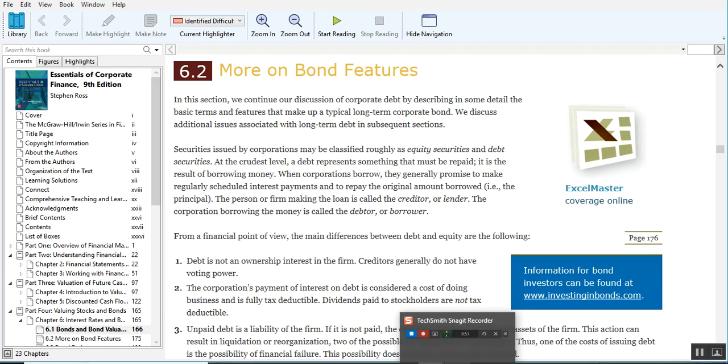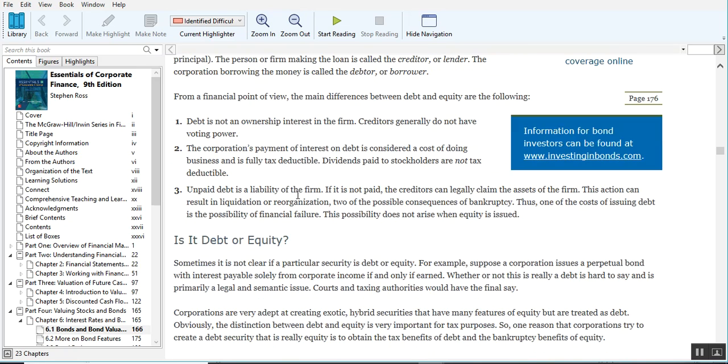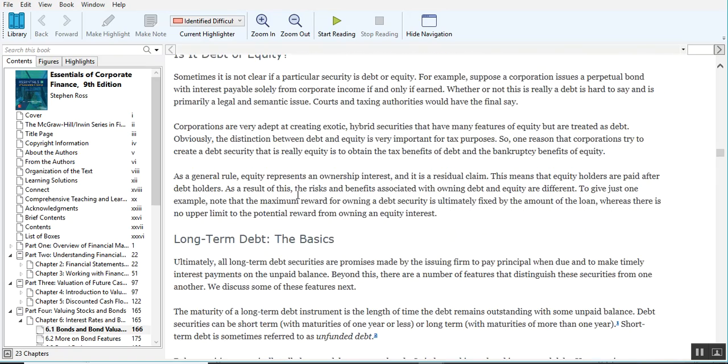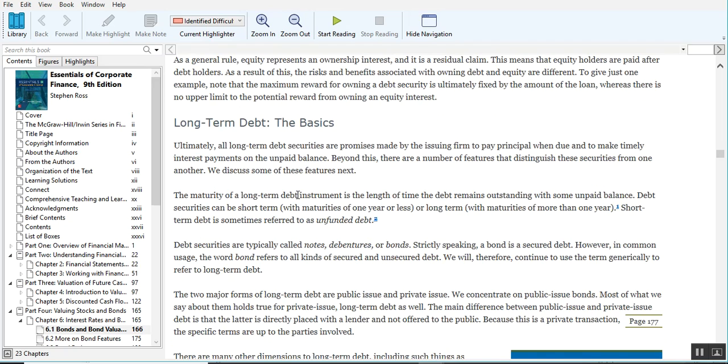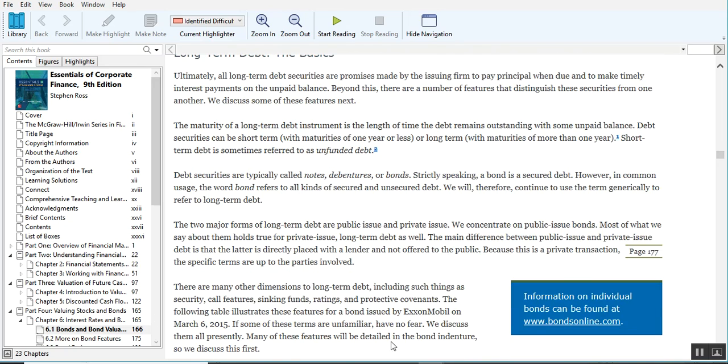More on bond features. When we're talking about bond features, debt on a business is not ownership, but it is a liability. So when you have debt, when you have liability, when you have bonds, you have some liability on the part of the corporation, and these are typically called notes, debentures, or bonds.